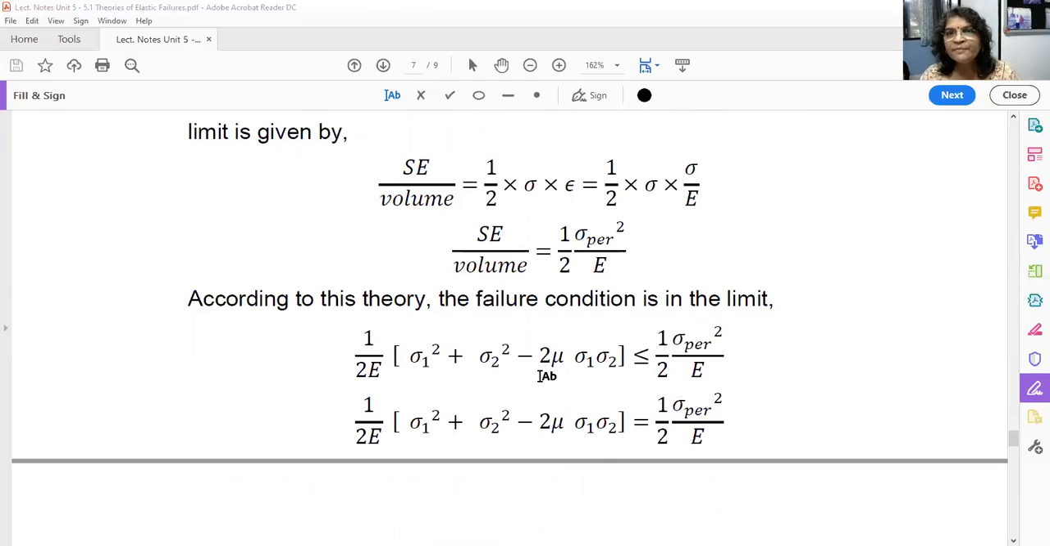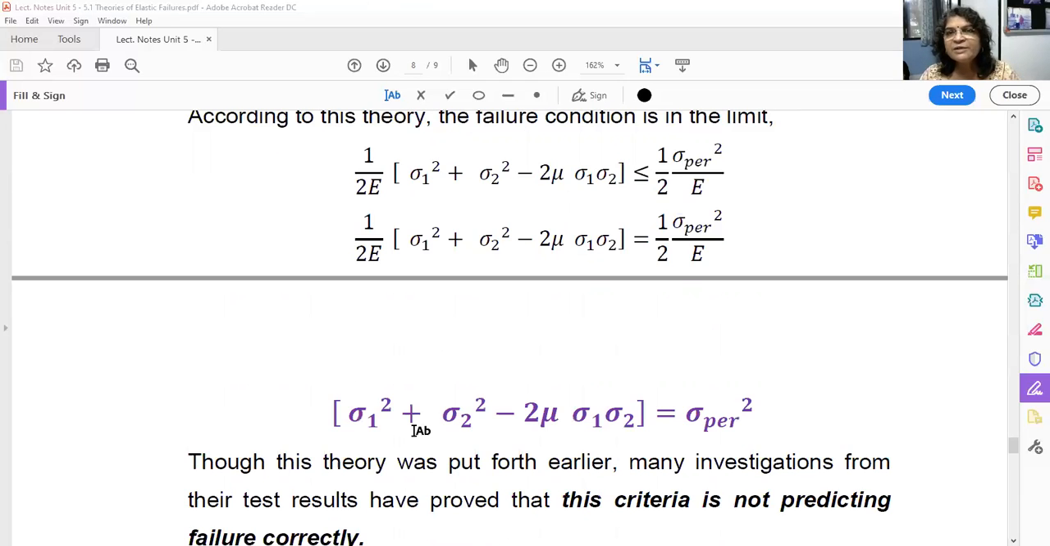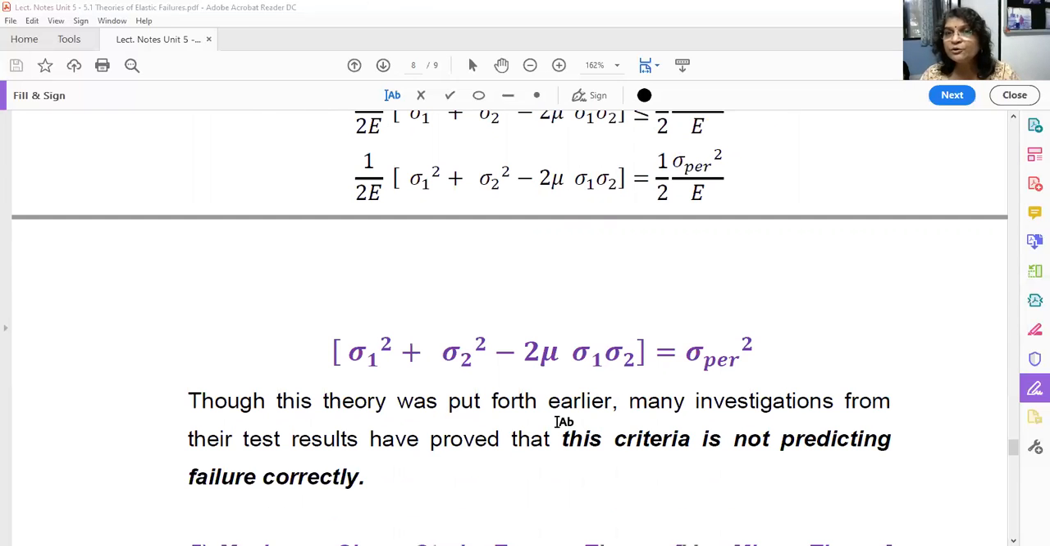So what is remaining here? Sigma 1 square plus sigma 2 square minus 2 mu sigma 1 sigma 2 is equal to sigma permissible square. This theory was put forth earlier. Many investigations and their results have proved that this criterion is not predicting the failure correctly. There may be wrong prediction if you use this theory, so this is also not commonly used.